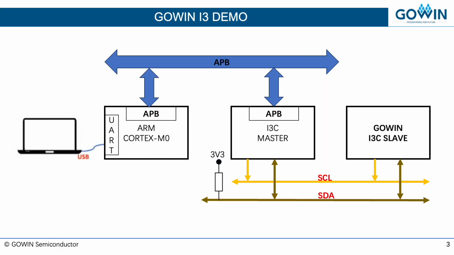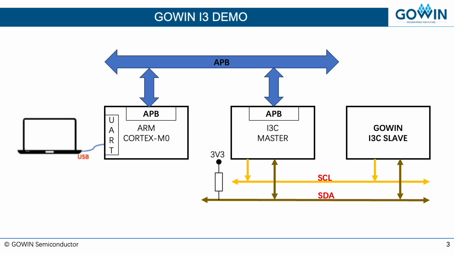Here is the GOWIN I3C demo setup. It has three main components: a PC or a laptop with an application that can send I3C commands via USB UART, which is FTDI based. Second, a microcontroller that receives I3C commands from the PC on a UART port and then decodes them to create instructions to the I3C master that is connected to it. Third, the GOWIN I3C dual clock slave-only IP that is connected to the I3C master via the I3C bus.